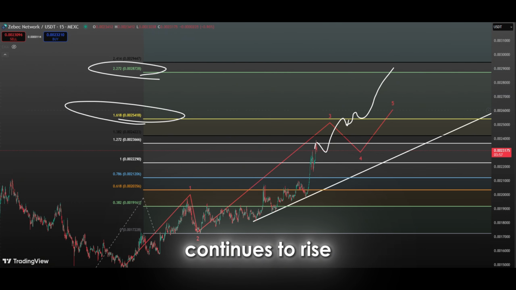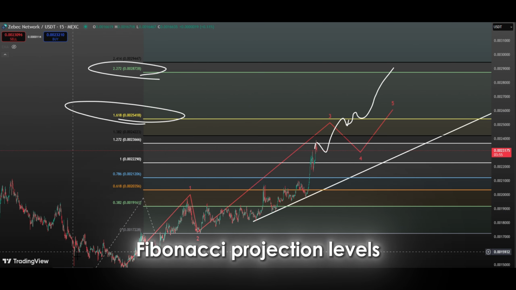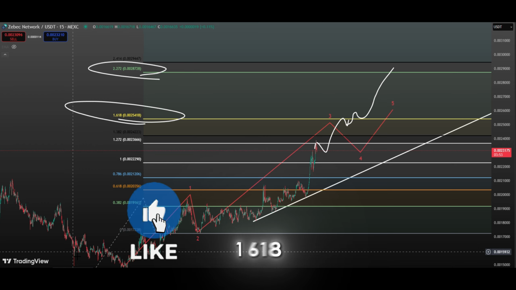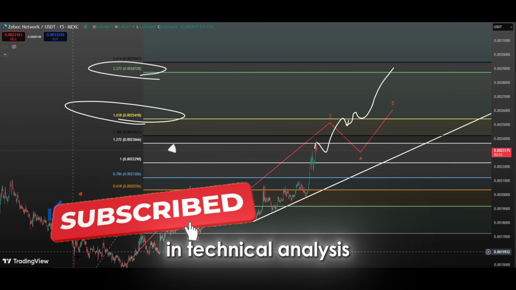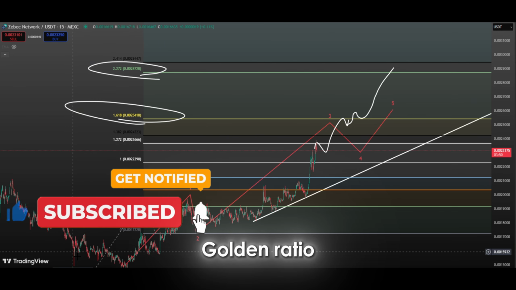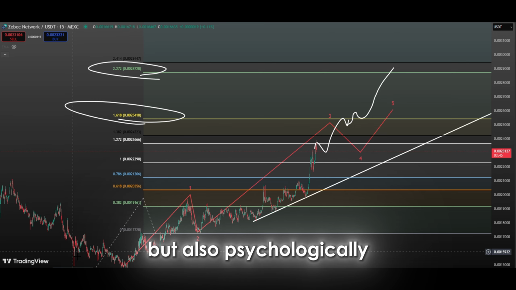As the price continues to rise within the third wave, it is approaching one of the Fibonacci projection levels, 1.618. This ratio is frequently considered a target for the third wave in technical analysis, and is also known as the golden ratio. If the price manages to break above this level with strong volume, it could trigger a new bullish wave, not only technically, but also psychologically.